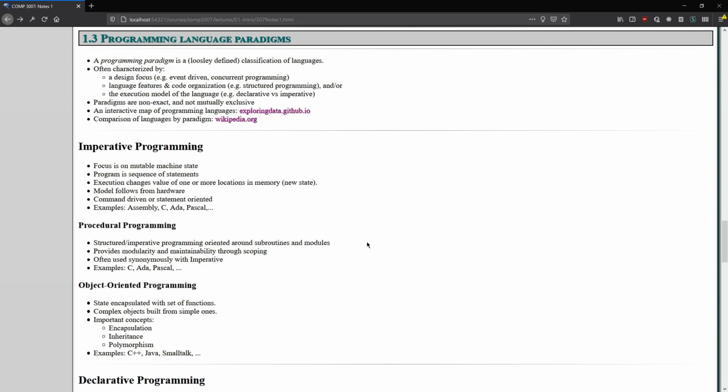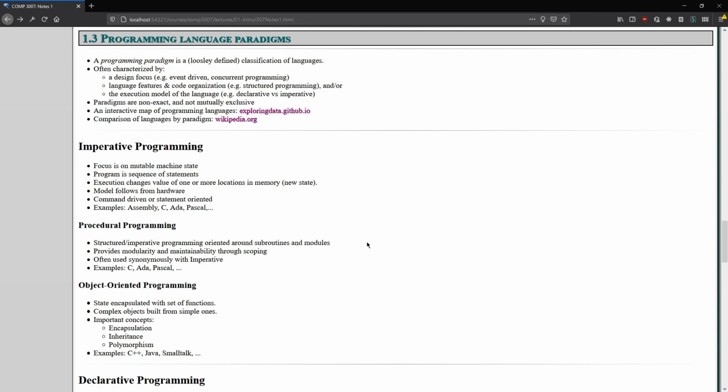Now, as I mentioned, imperative is sort of an umbrella of other paradigms. It's sort of a top-level paradigm, if you want to call it that. And within the imperative sphere, we could say, are a number of other paradigms, including, first of all, the procedural paradigm. So procedural is a type of imperative programming which emphasizes organization into subroutines and modules.